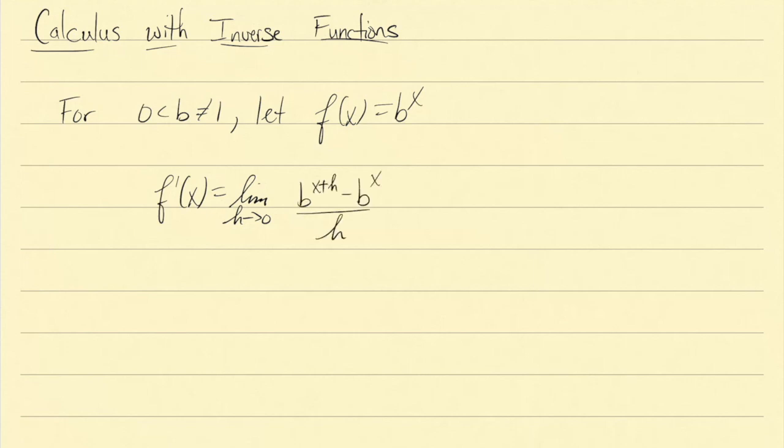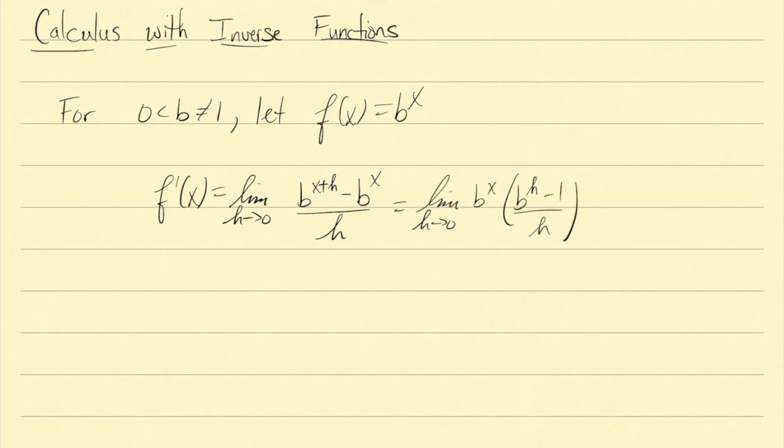So if we start from the definition, the derivative of our function b to the x is the limit as h goes to 0 of b to the x plus h minus b to the x over h. If we remember that b to the x plus h can be expressed as b to the x times b to the h, we can factor a b to the x out of the numerator.